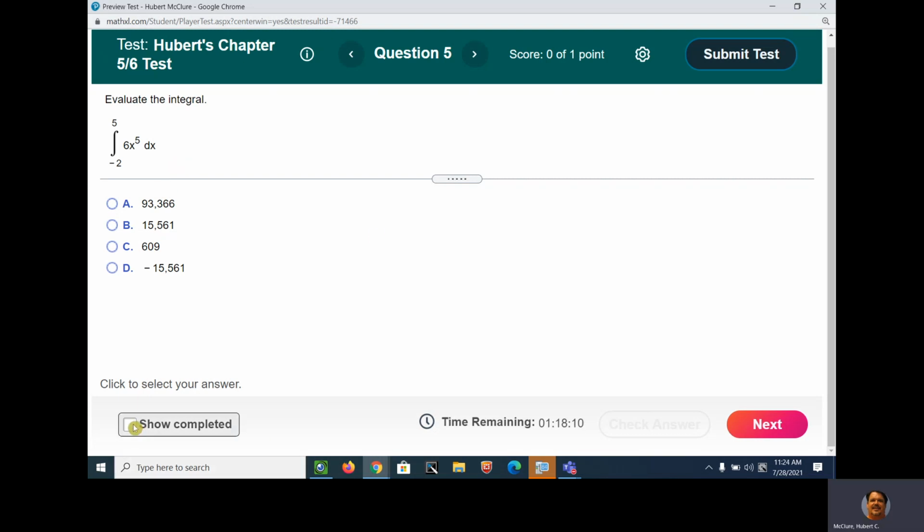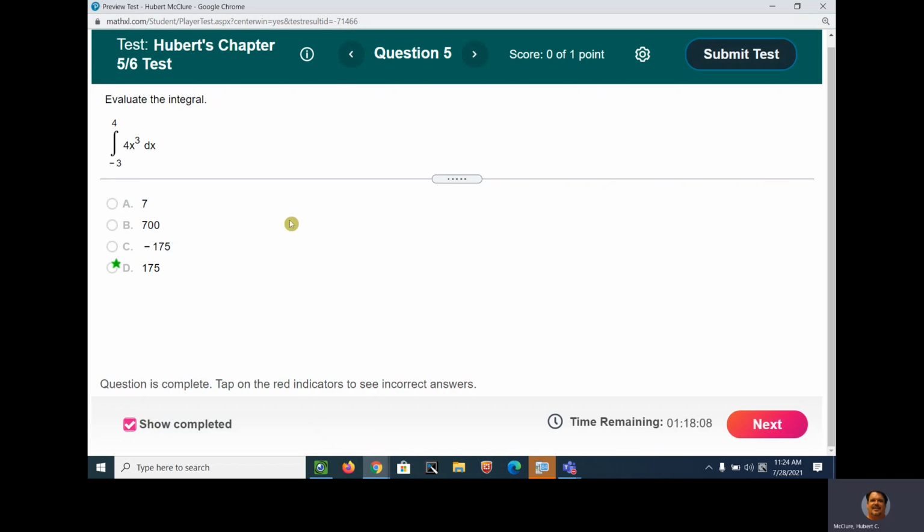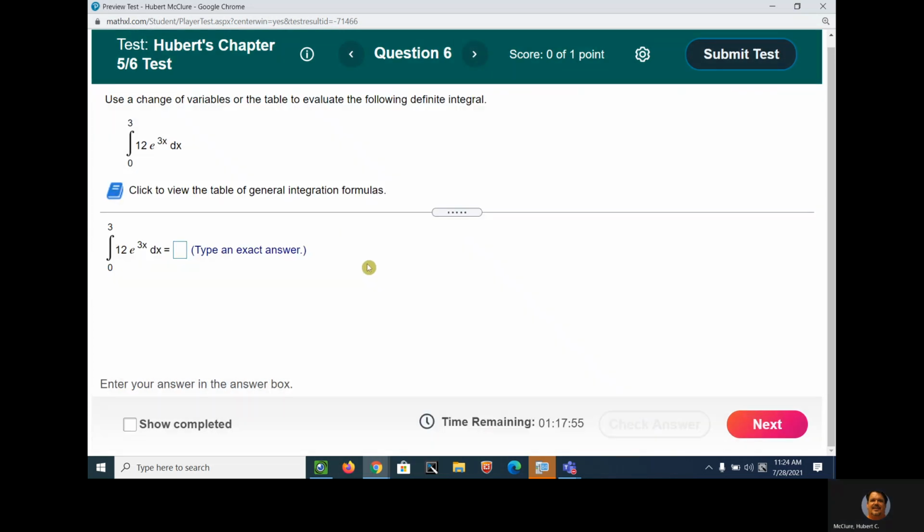I'll go ahead and give you one that's got the answer. There's one right there. So 4x to the 3rd. Take the antiderivative and plug in -3 and 4. And that's pretty simple. Same thing here. Now be careful. The antiderivative of e to the 3x is e to the 3x over 3. Remember, parentheses around the 3x. So you got to remember that.